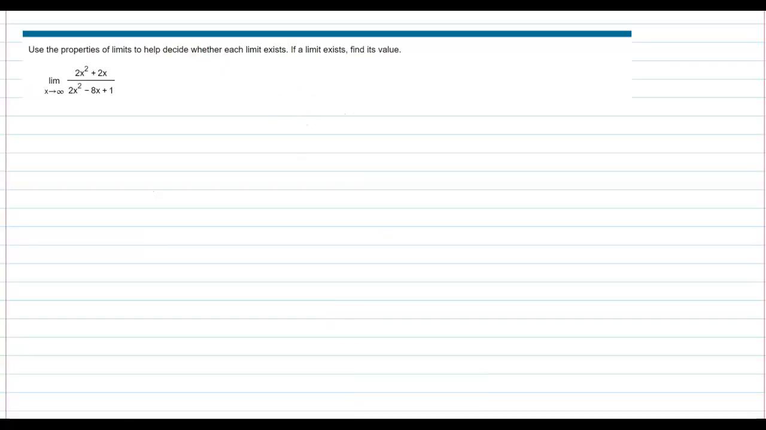Or in other words, you can just take the leading term in the numerator and also take the leading term in the denominator, and then you divide that. So you get the limit as x approaches infinity of 2x squared over 2x squared. That is just equal to 1. So the limit of 1 is also equal to 1. So the limit here is 1. It exists and it's equal to 1.